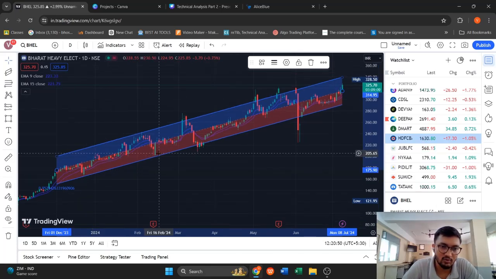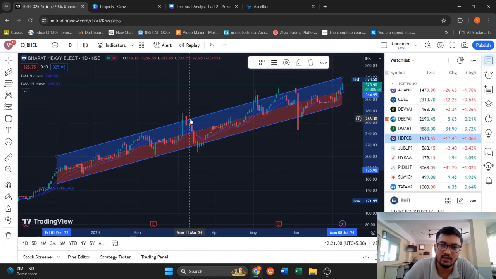This is the support. This is the dynamic support it is taking at this particular price. Every time it's hitting this particular price, it's going up. And what is the resistance level? You can see the resistance level very clearly from here.